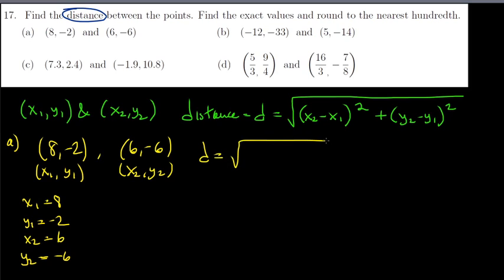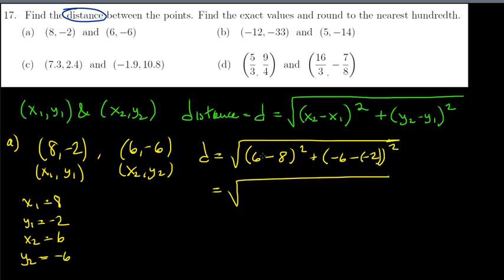So our distance d is going to be the square root of 6 minus 8 squared plus negative 6 minus negative 2 squared, all under the square root, right? So 6 minus 8 is negative 2. Don't forget to square it. And negative 6 minus negative 2 is negative 4. Don't forget to square that. I hope you saw that, right? Negative 6 plus 2 is negative 4, right? Minus a negative is positive. So negative 6 plus 2, yeah, negative 4.